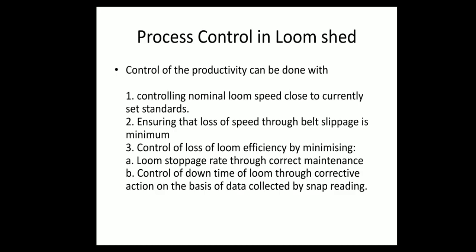Control of the productivity can be done by controlling nominal loom speed close to currently set standards, ensuring that loss of speed through belt slippage is minimum. Control loss of loom efficiency by minimizing: A. Loom stoppage rate through correct maintenance. B. Control of downtime of loom through corrective action on the basis of data collected by snap reading.